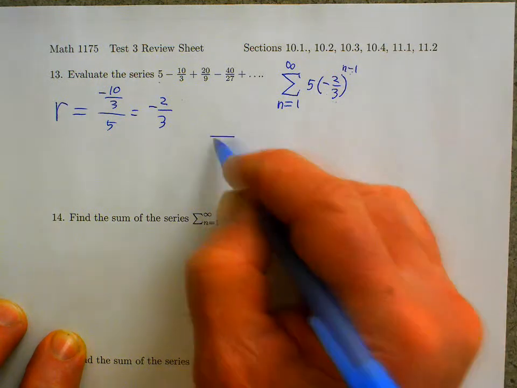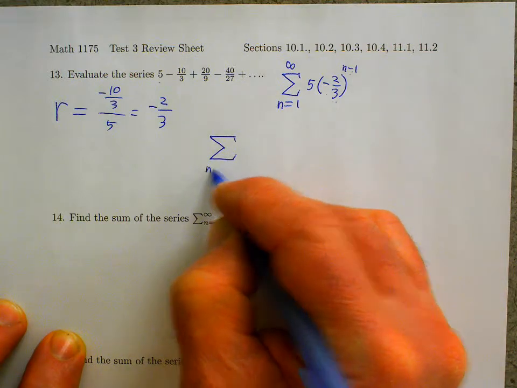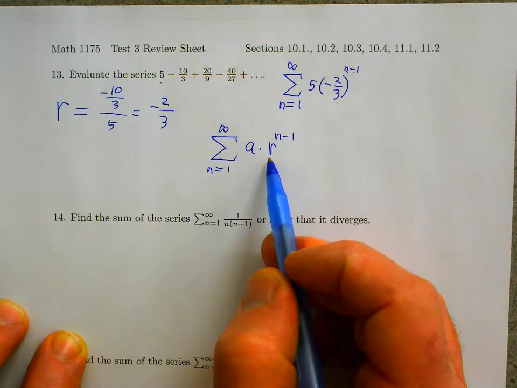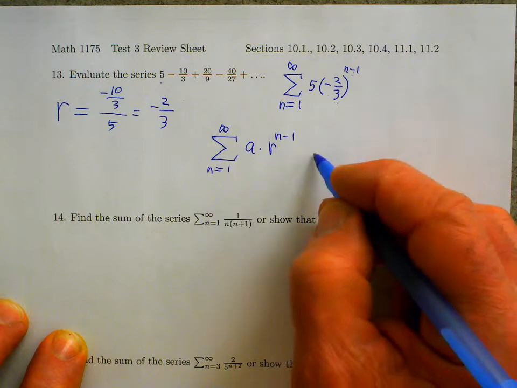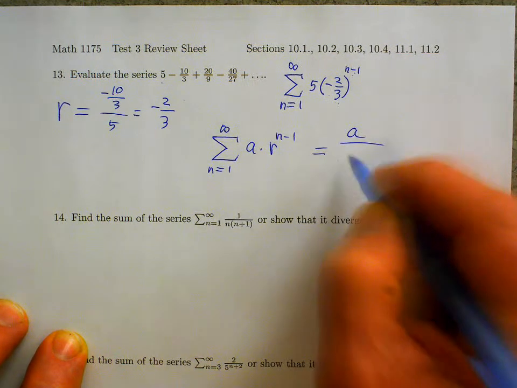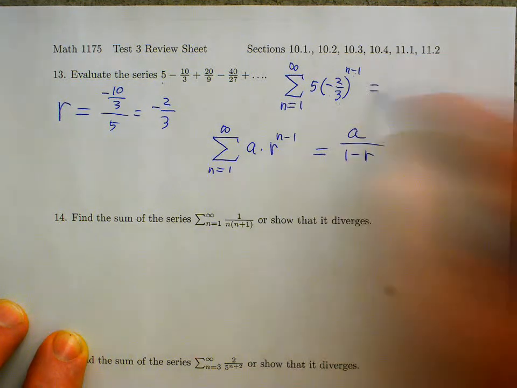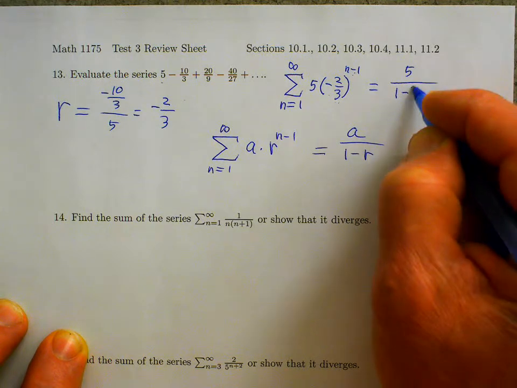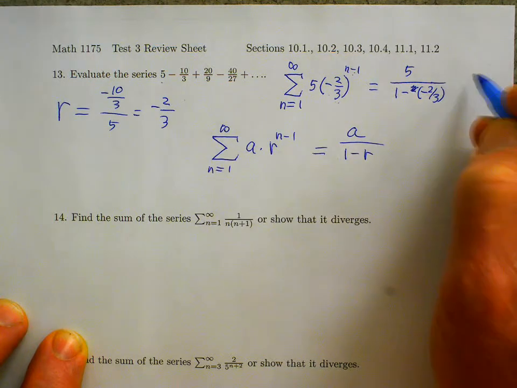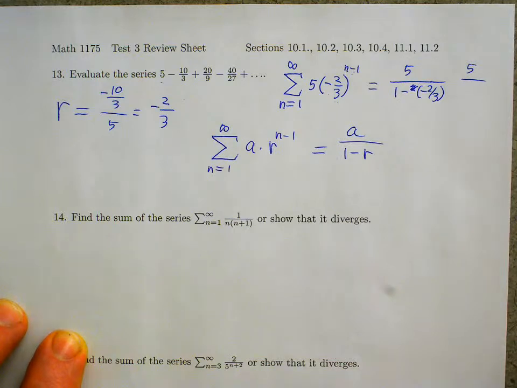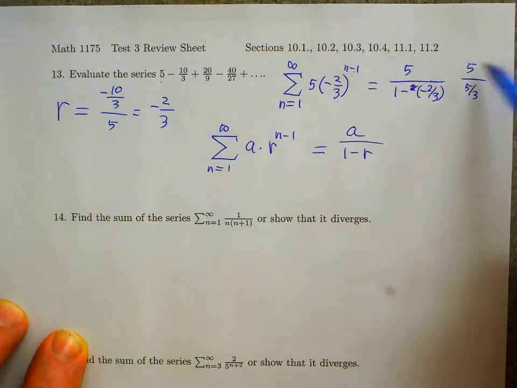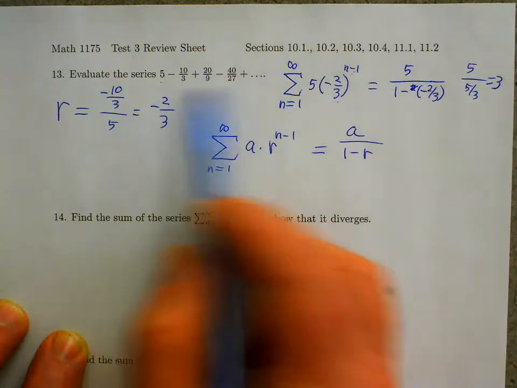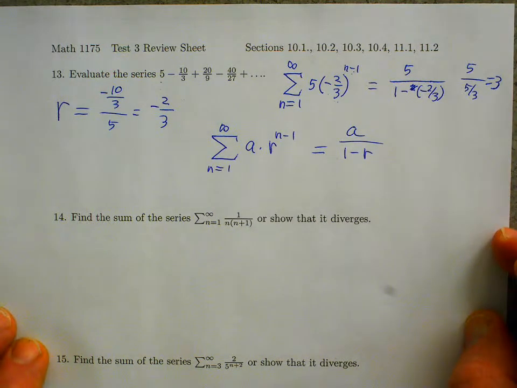And this is in the geometric series form of a times r to the n minus 1. Since r is between -1 and +1, this formula says the sum is a divided by 1 minus r. So for this one, the value of a is 5. r is -2/3, so 1 minus -2/3 is 5/3. And 5 divided by 5/3 is equal to 3. So this series converges to +3.